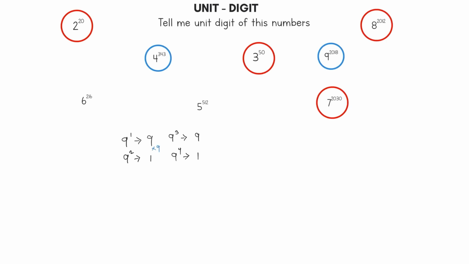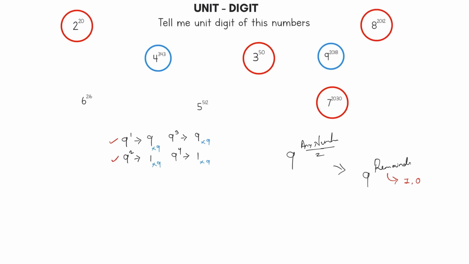9 into 9, 81. 1 into 9, 9. 9 into 9, 81. 1 into 9, 9, and so on. Which means just like 4, if I give you 9 raised to any number now, what will you do? You will divide that number by 2. Check the remainder, 9 raised to the remainder. The remainder could be 1 or 0 as you are dividing by 2. If the remainder is 1, this is the answer. If the remainder is 0, this is the answer.